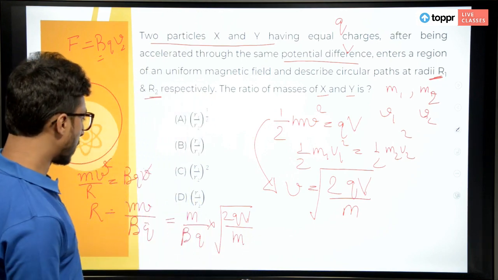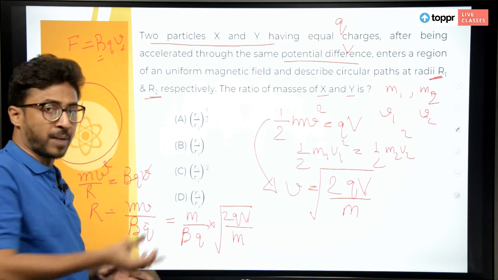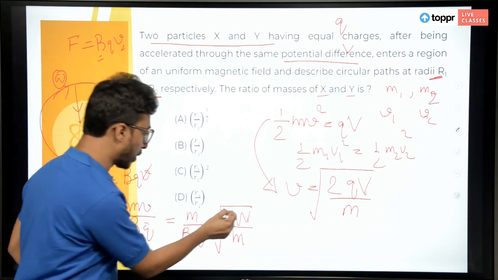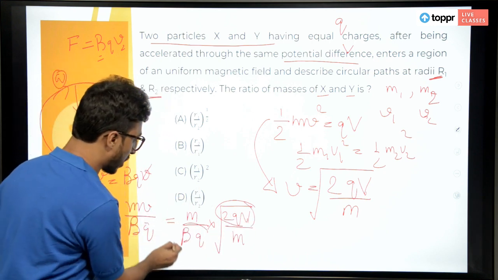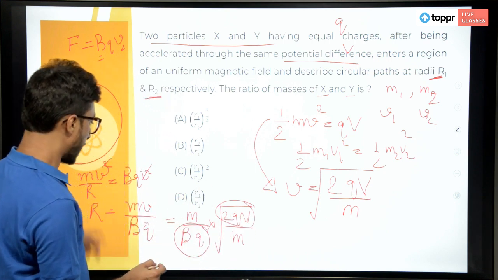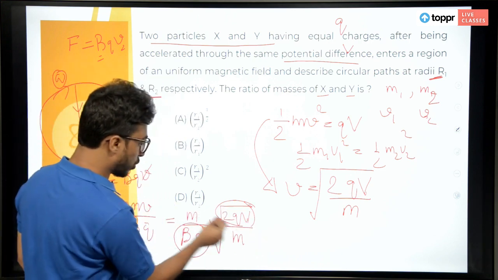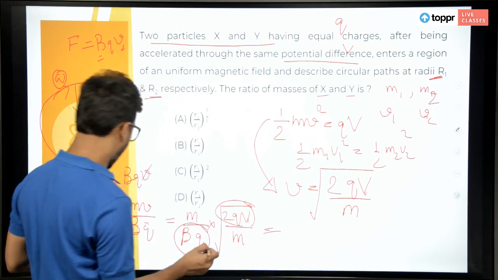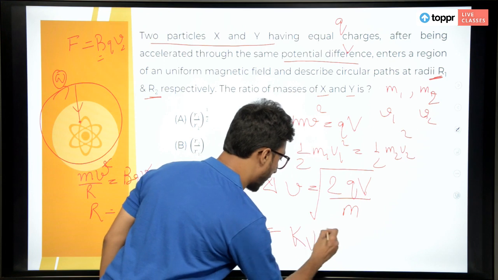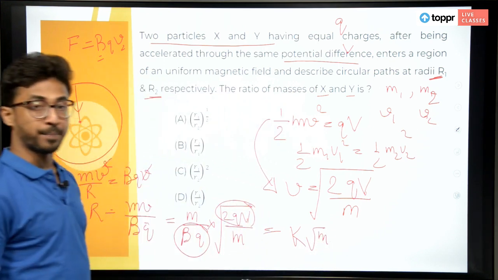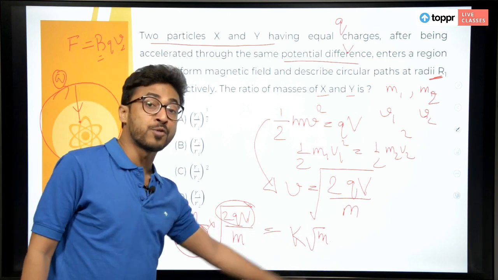Now see, whatever we do, in the time of examination, don't solve too much. Try to use your IQ. See, 2qV is constant, it is given. bq, all these are constant, right? And there is a root m. So, we can write r is some constant k multiplied by root m. So r, the radius, is proportional to the square root of the mass.